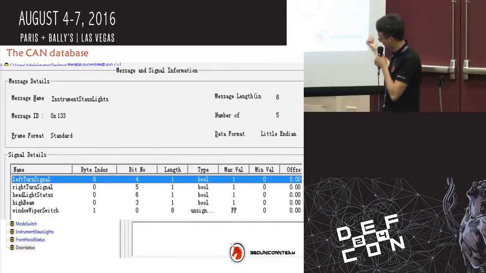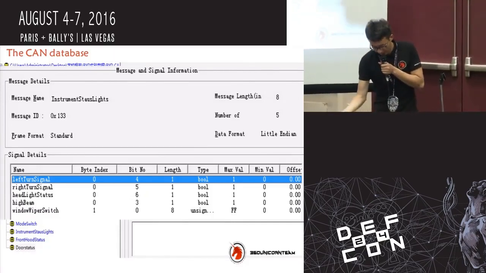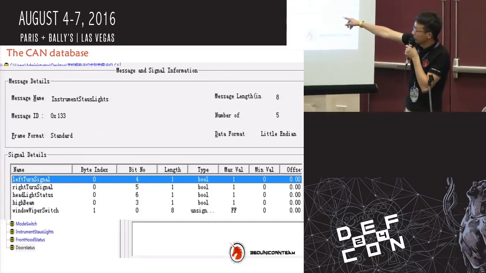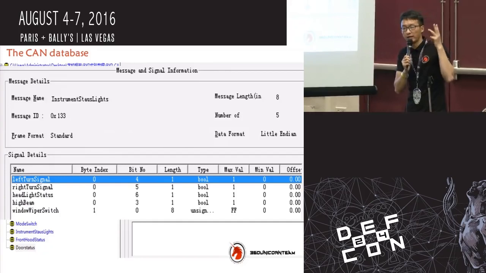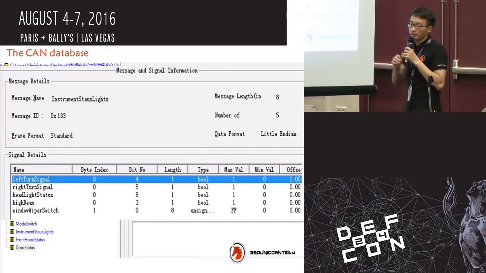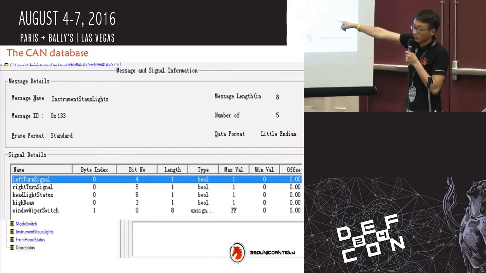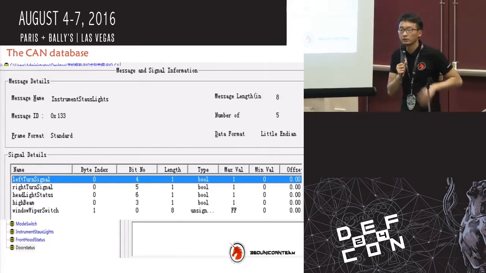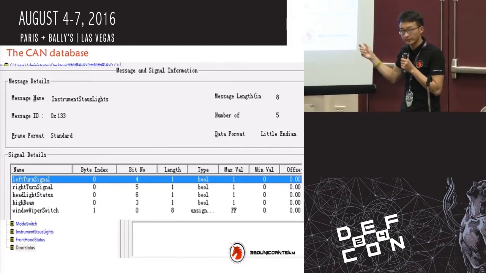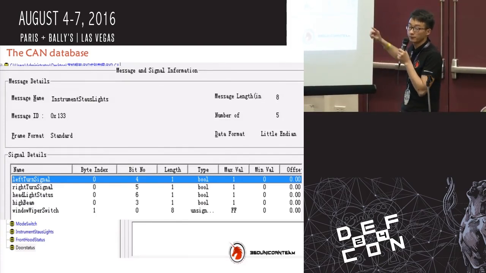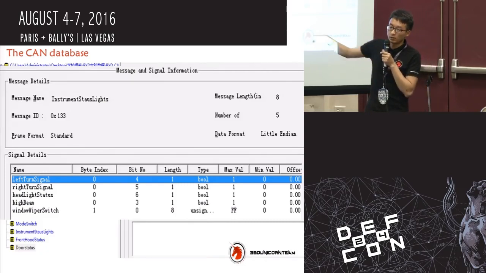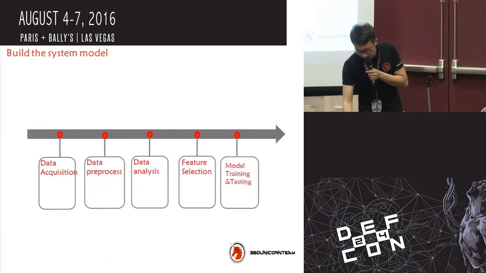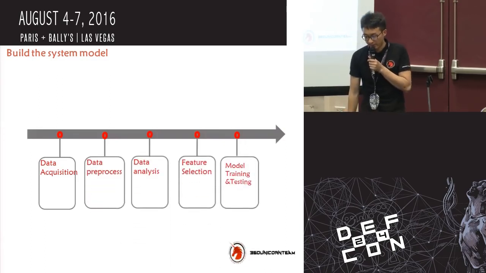Okay, this is an example just to show you how those reverse engineered signals look. You can see that the CAN payload is typically eight bytes. A signal, like the right turn signal, is only 1 byte, or even one bit. That one bit indicates whether you are turning right or left. So that's a signal.